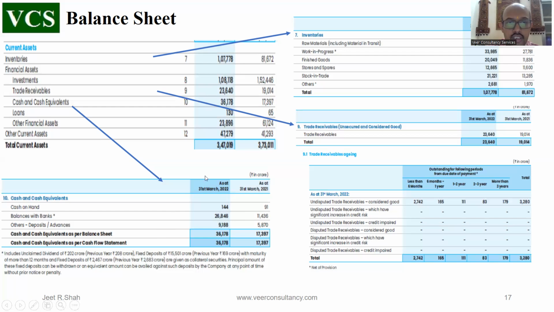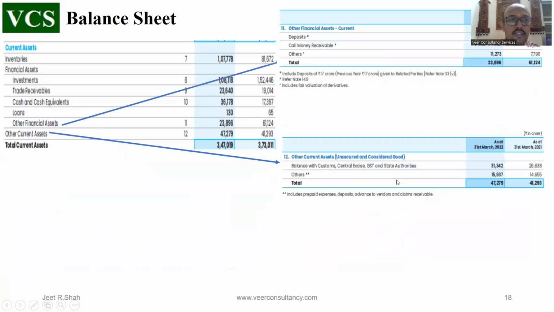Then we have other deposits and advances, which is 9,188 crores. So the cash and cash equivalent, we call it C and CE, as per the balance sheet is 36,178 crores. And the same you get in the cash flow statement, which we are going to do in some other video. So definitely the cash balance has to be the same, whether it be in your balance sheet or in your cash flow statement. So this was something about current assets.